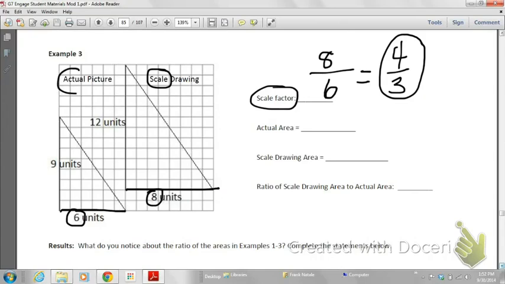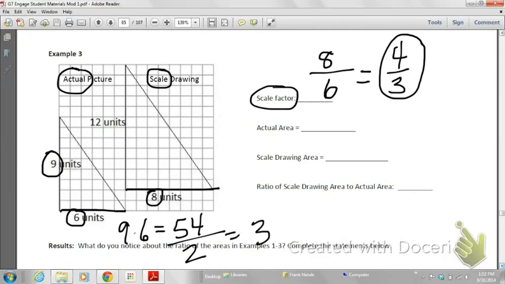Here's our actual picture over here, and using the formula that you may have known already, or hopefully you learned when I just told you a few minutes ago, let's go ahead and look at actual. 9 times 6 is 54, and then if we take 54 and cut that in half, we will get 27 units squared.